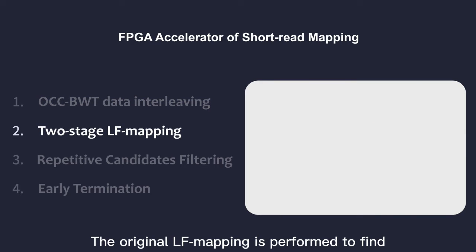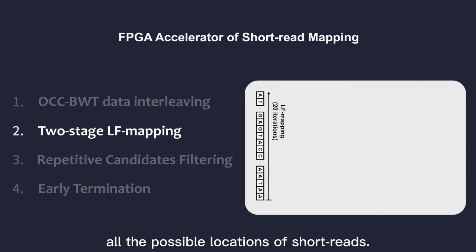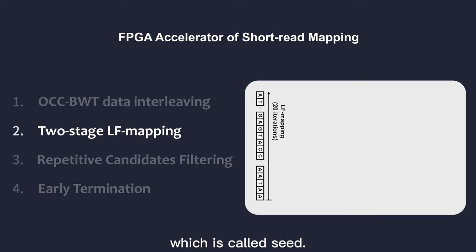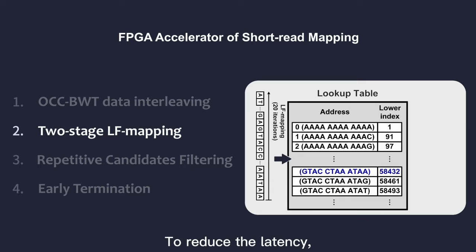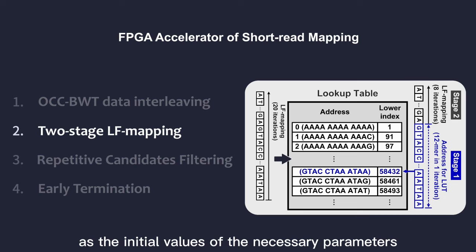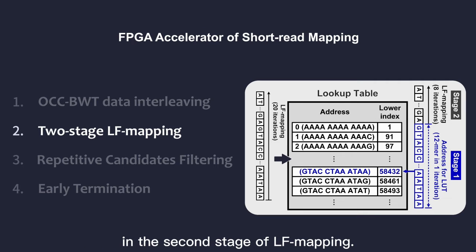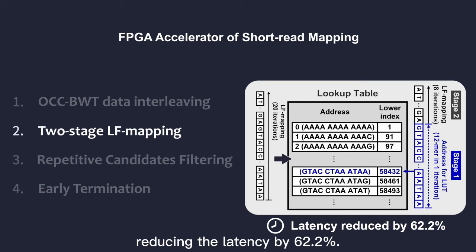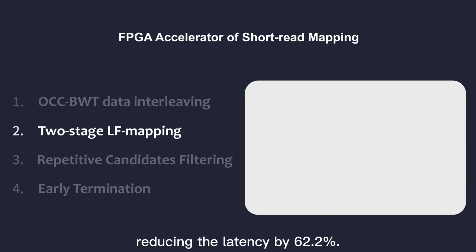The original LF mapping is performed to find all the possible locations of short reads. The required iterations are equal to the length of the subsequence of the short read, which is called seed. To reduce the latency, a lookup table is pre-built to record the meta-results of LF mapping, which can be used as the initial values of the necessary parameters in the second stage of LF mapping. Thereby, 60% of the operations can be skipped, reducing the latency by 62.2%.